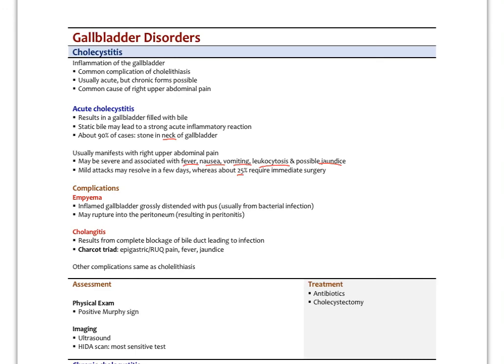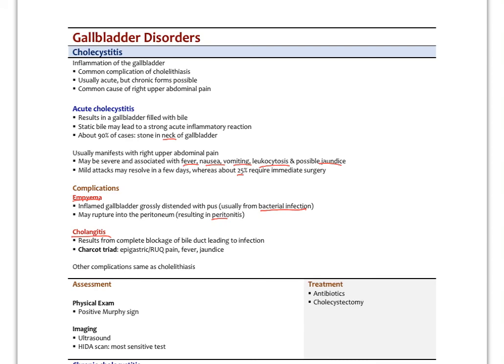One could be what's called an empyema, which is an inflamed gallbladder that's grossly distended with pus. Usually that's because of bacterial infection on top of all that inflammation. And that can actually rupture into the peritoneum, resulting in peritonitis. So gallbladder rupture is a complication there. And then cholangitis, which results from complete blockage of the bile duct, and that leads to infection. We saw that, another name for it is ascending cholangitis.